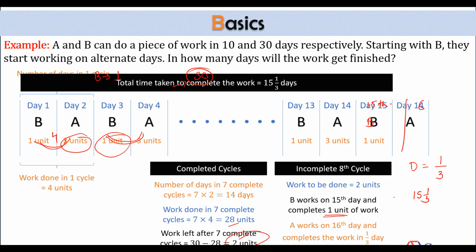Yes or no? I can see the difference here. If A starts the work, what was the answer? It was 14 2 by 3. And if B starts the work, the time required is 15 1 by 3. Obviously, in the second case, the number of days will be more than in the first case. What's the reason behind it? If you look at the efficiency of A and B, A is more efficient than B. So if A starts, the work will get finished in 14 2 by 3 days. But if B starts, the work will be finished in 15 1 by 3 days. So if a more efficient person starts the work, then the number of days will be what? Less than the previous case.